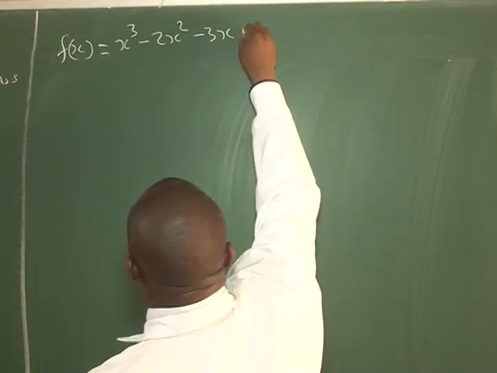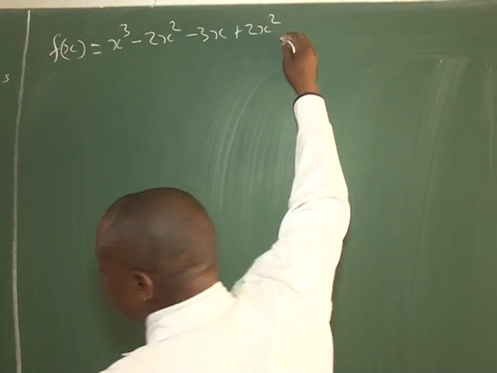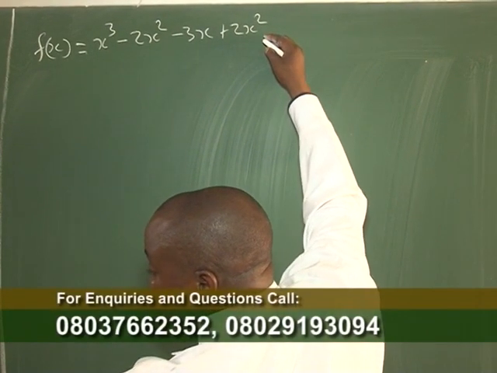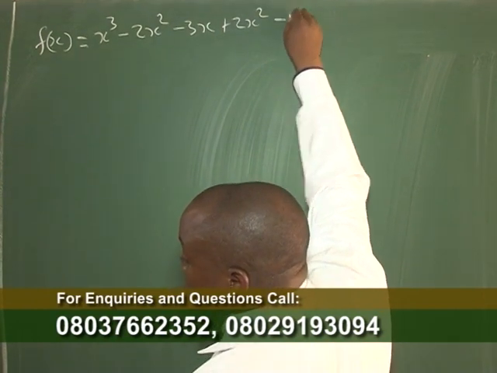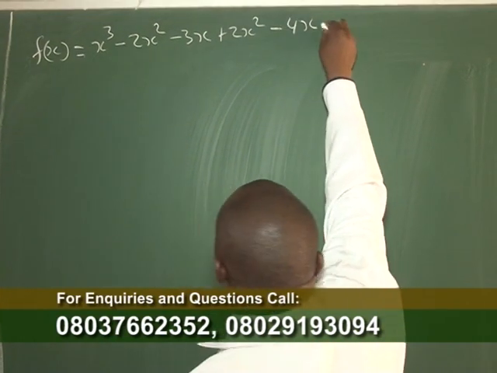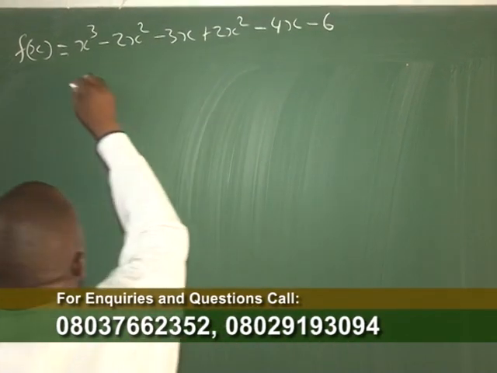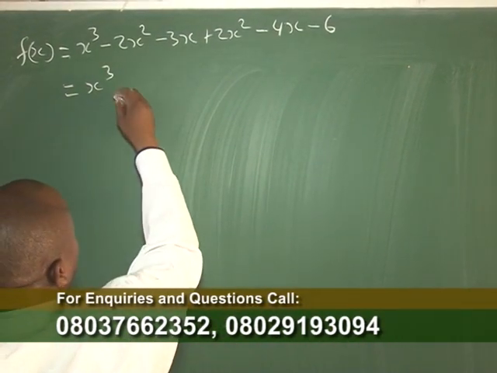2 times x squared gives us plus 2x squared. 2 times minus x, minus 2x gives us minus 4x. So 2 times minus 3 is minus 6. And that will give us x cubed.